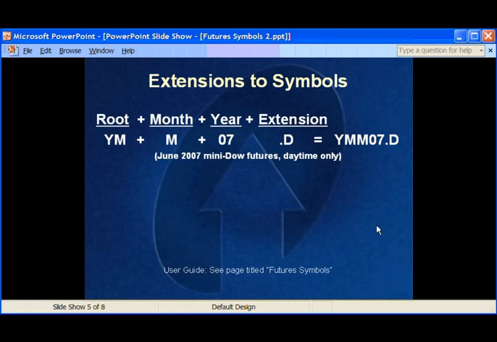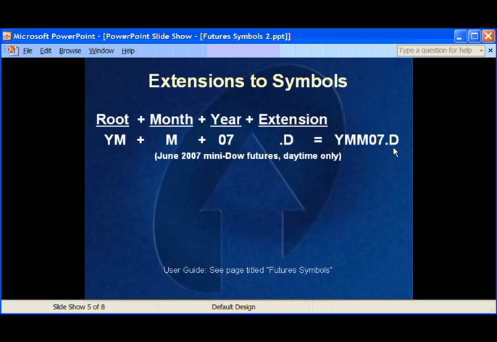Here's an example of a .D put up in the mini Dow futures. YM is the root, M07. This market trades, I think it's 23.25 hours, but it's the full virtual 24-hour symbol. If we put the .D on the end, it shows us the daytime session only. So that's the June mini Dow futures daytime only.